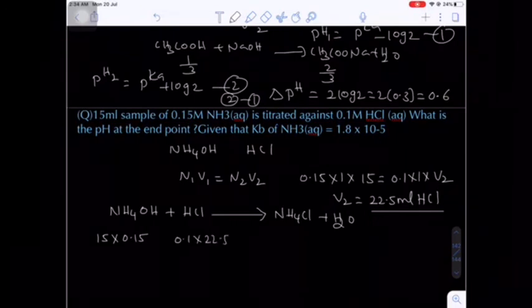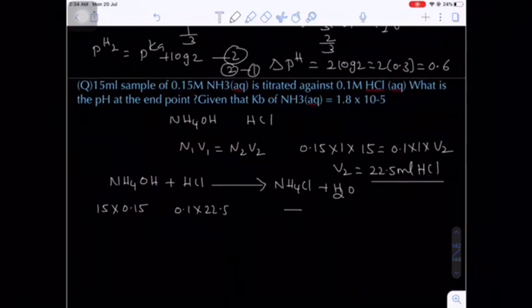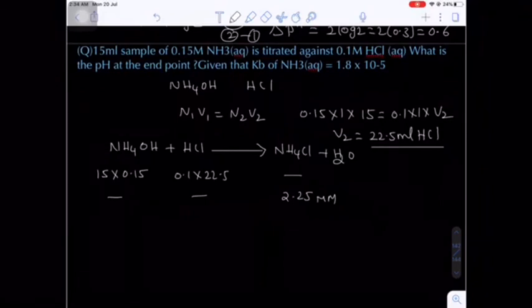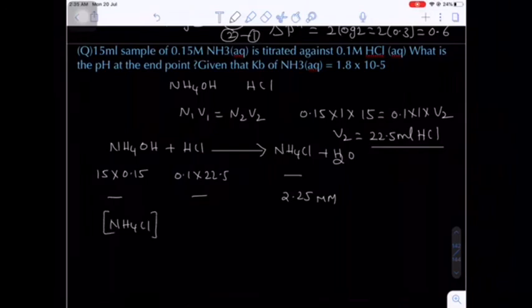Okay, now here NH4OH, that is nothing but ammonia, 15 ml into 0.15 molar, hydrochloric acid 0.1 molar into 22.5. So both are completely consumed. Now finally you have ammonium chloride salt, that will be 2.25 millimoles. Here 2.25 millimoles of HCl and NH4OH both are completely consumed. So you have 2.25 millimoles of salt.